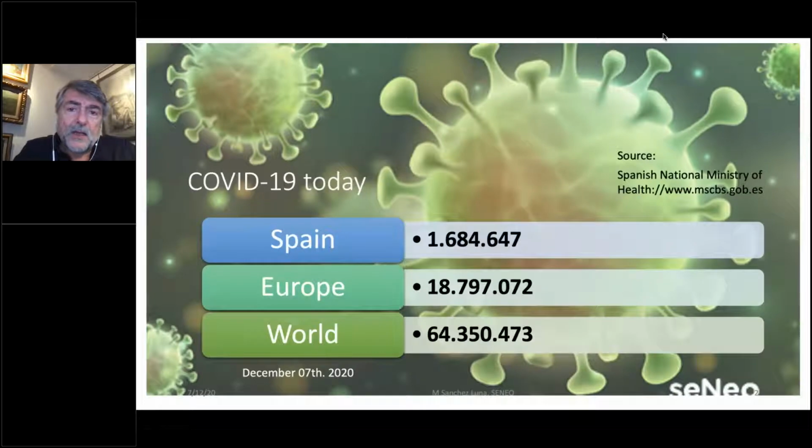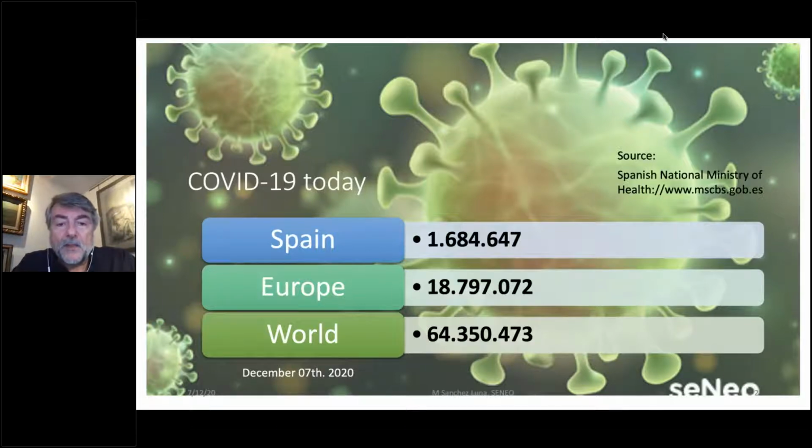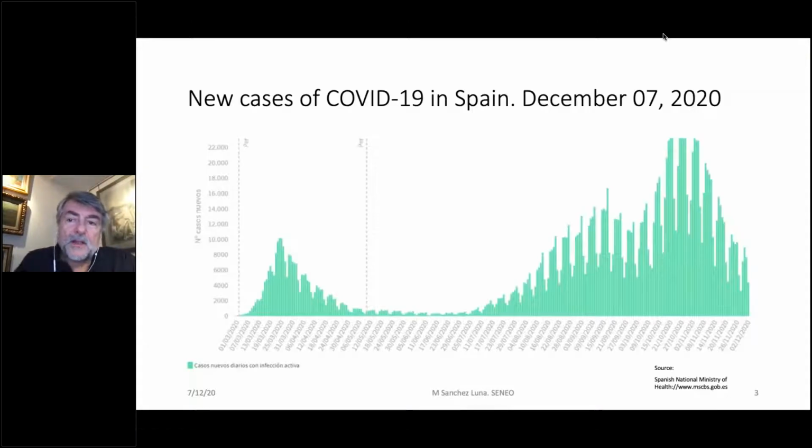But before going through the study that I'm going to share with you, I would like to update the current situation of the COVID-19 in our country, in Europe, and in the world. And as you can see, the number of people actually infected by the SARS-CoV-2 is tremendous. It's too high. Look, in Spain, we have more than 1,600,000 people. In Europe, 18 million, close to 800,000, and in the world, about 64 million people infected by this virus.